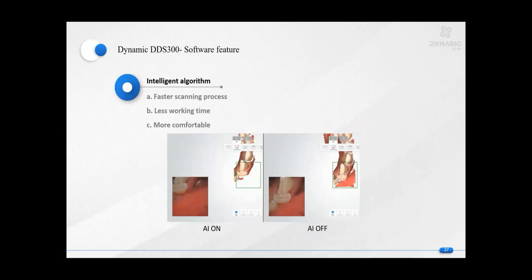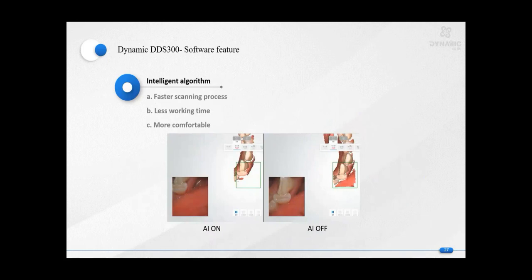So in the past, when using other brands of intraoral scanner, this useless data usually needed to be manually deleted by the operator on the software. This wastes the operator's time, and the patient's experience is greatly reduced. Yeah, it's very awful. But in the DDS300 software, this problem is very easy to solve.